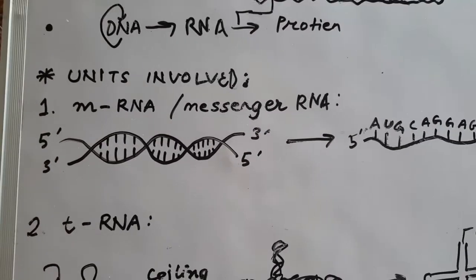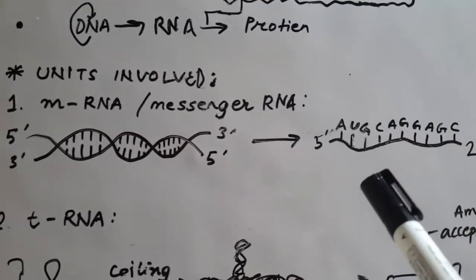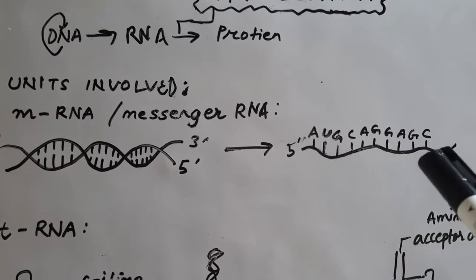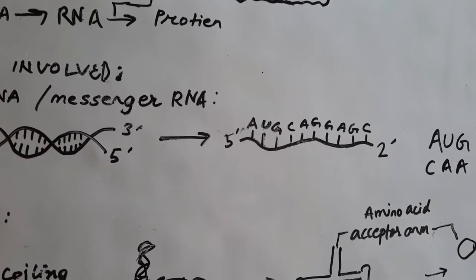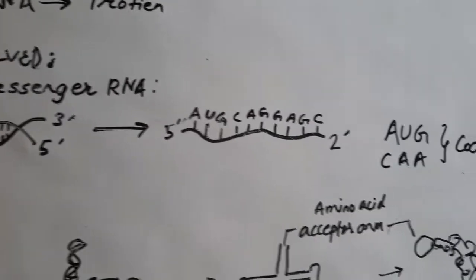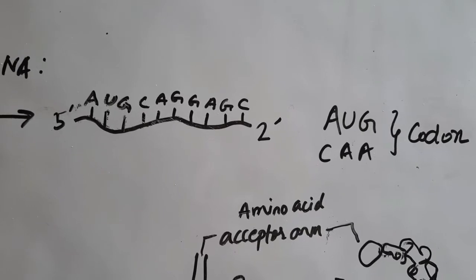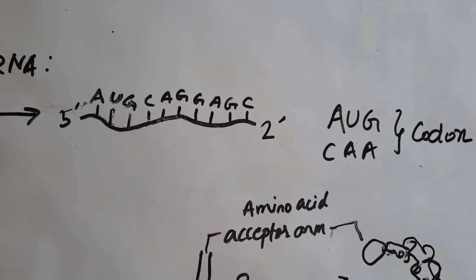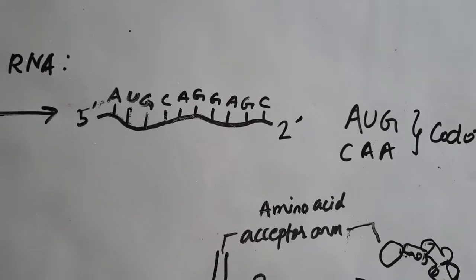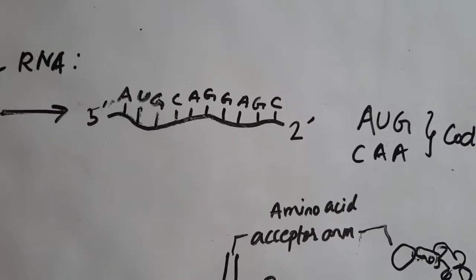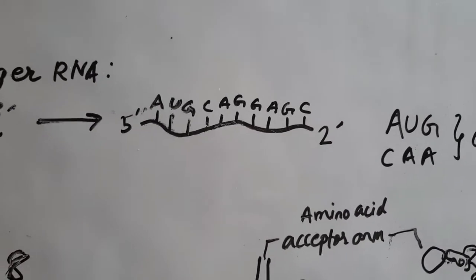For example, first is mRNA or messenger RNA. When DNA changes into RNA, it contains various exposed nucleotide sequences. When we combine these nucleotide sequences in a group of 3, these are known as codons. Why is it necessary to study codons? Because these are the units which will help in the attachment of different amino acids to form a new or unique polypeptide chain. This varies from organism to organism.